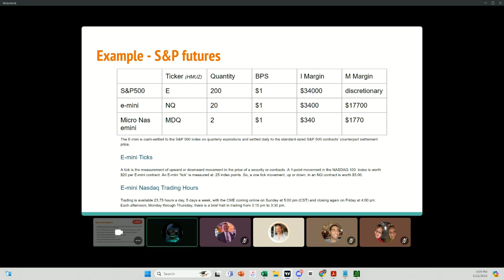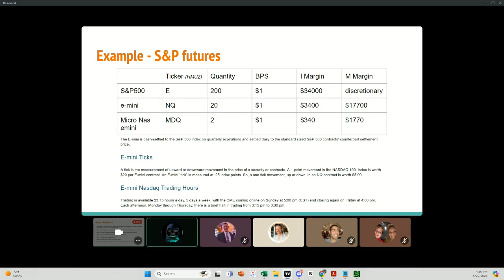So if I take the E-mini, which is the one I trade, the margin required by the exchange is $17,700 per contract. So that's transferred by your broker from your account, obviously. And then the margin or the broker margin is $3,400. So that's the kind of margin that those E-minis are running on.